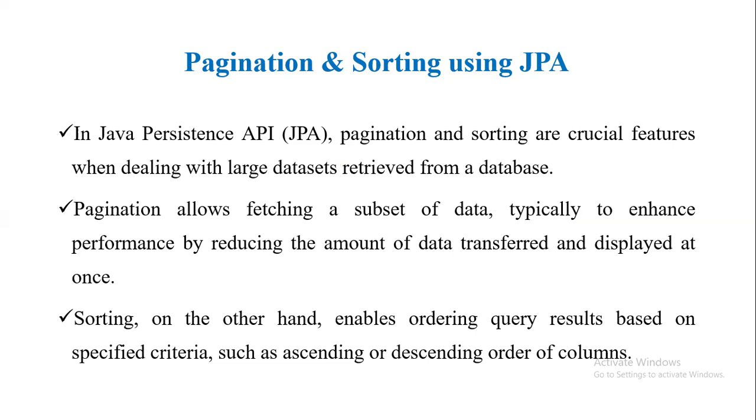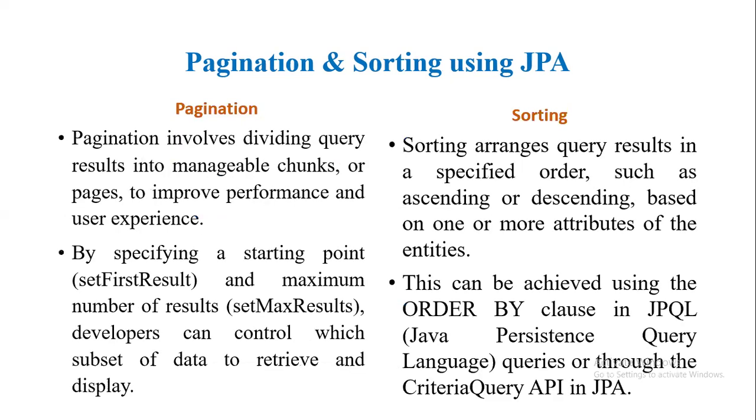As I said already, what is sorting? Sorting, on the other hand, enables ordering query results based on specified criteria such as ascending or descending order of columns. Let's see the small differences between pagination and sorting. First, what is pagination? Pagination involves dividing query results into manageable chunks or pages to improve performance and user experience.